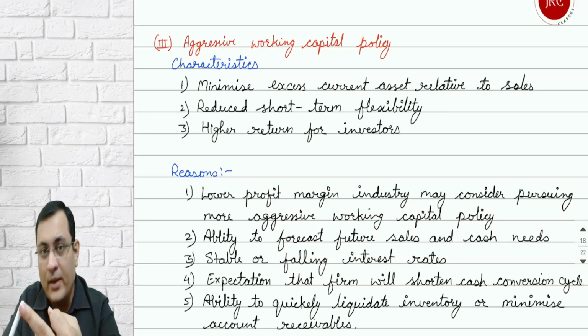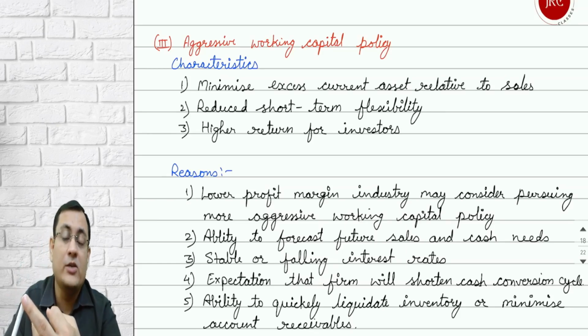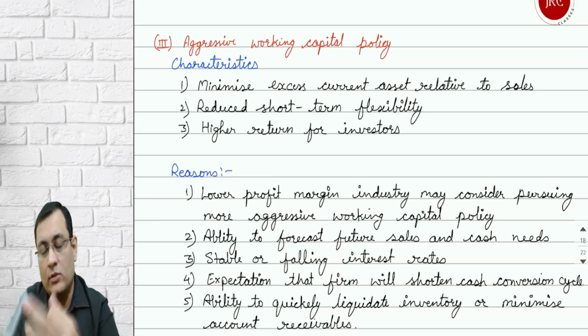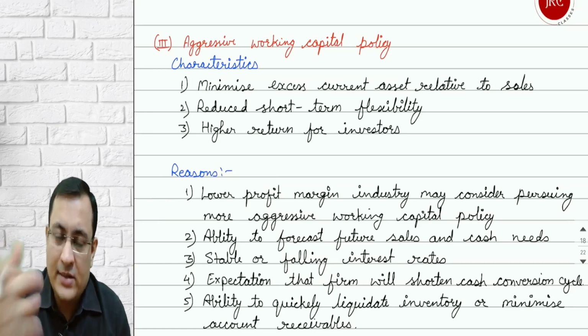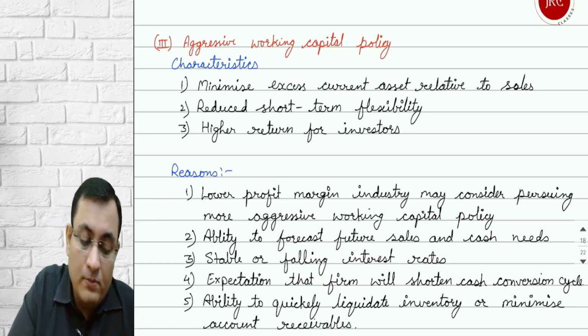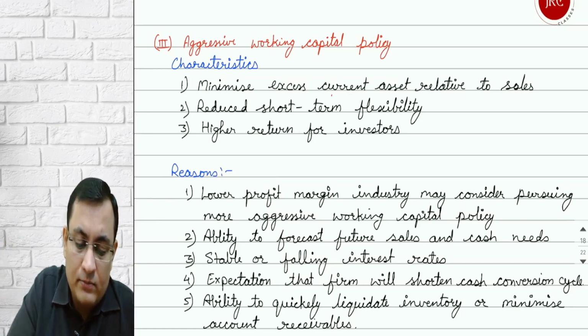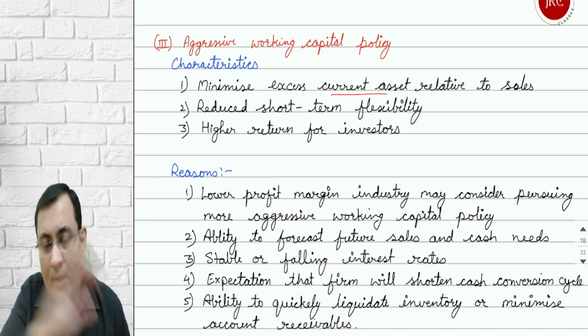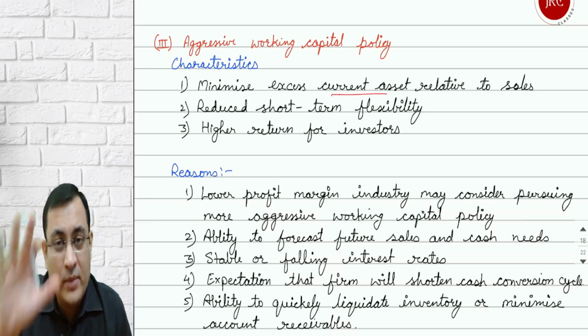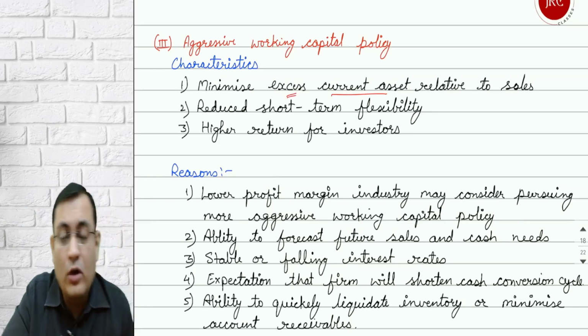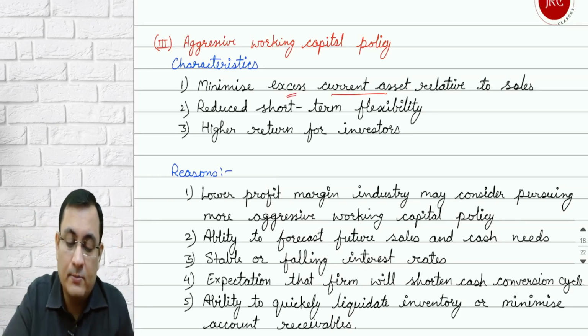Even for permanent current assets, some part will be financed with short-term sources. The objective is to maximize profit while sacrificing flexibility. So minimize excess current assets. It's not that we reduce current assets to zero, we minimize the excess. Don't hold extra current assets.